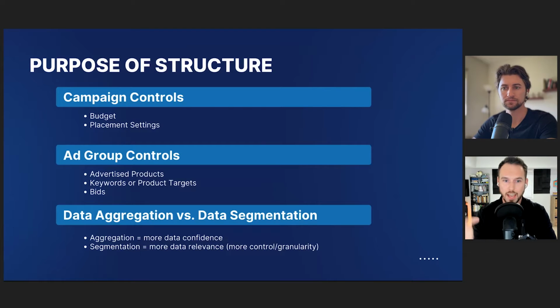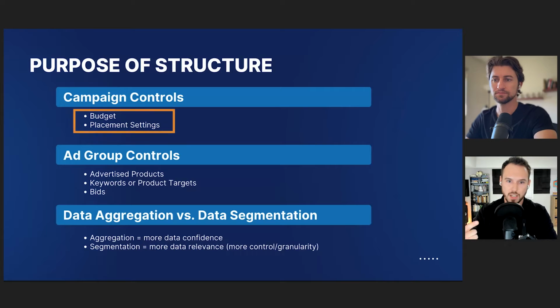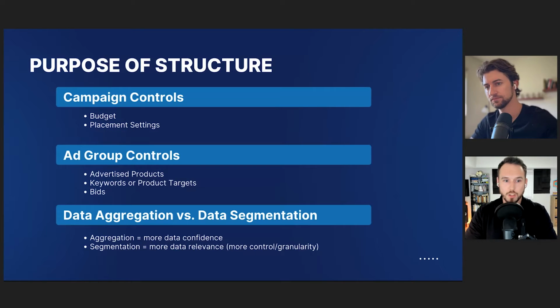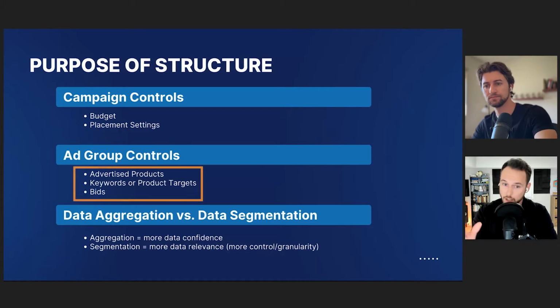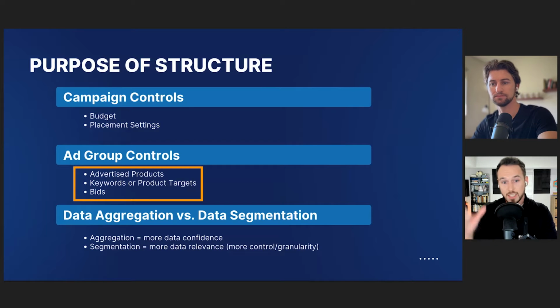There's really three reasons. You have campaign controls, ad group controls, and data aggregation versus data segmentation. Within campaigns, you have different settings. And the two main settings that you get access to and control over on campaigns are the budget and placement settings. Within ad groups, you get controls over the products that you're going to be advertising, the keywords that they're going to be targeting, and then how much you're bidding on each individual keyword.